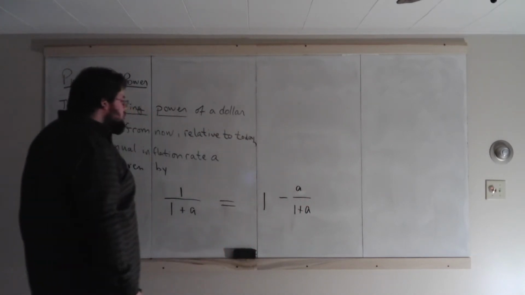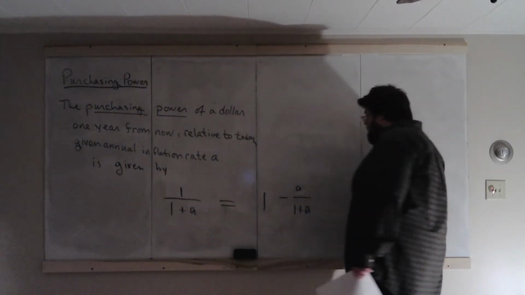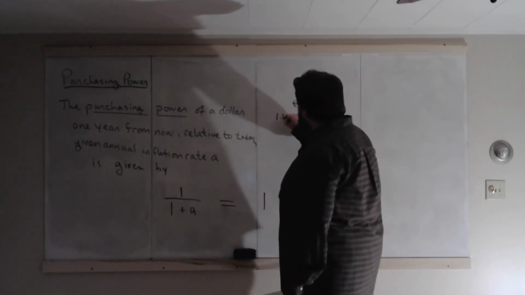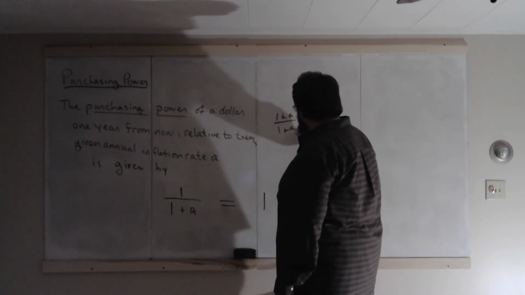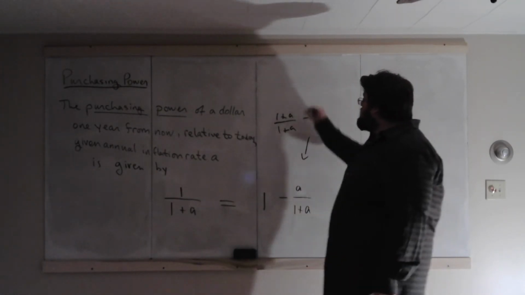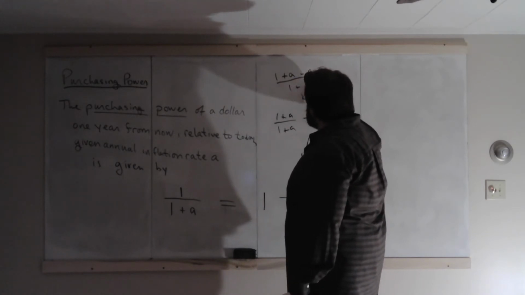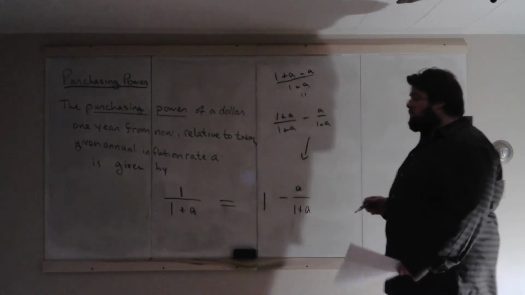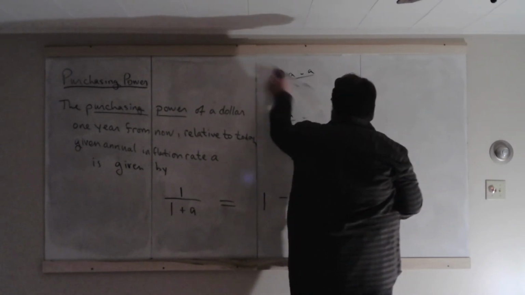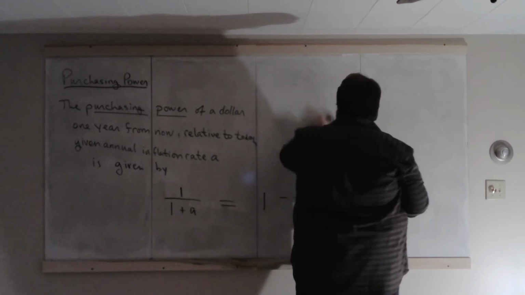Why does this fraction equal that? Well, you can just combine the fractions, get a common denominator, and what would you get? You'd get 1 plus a over 1 plus a, minus a over 1 plus a. This equals 1 plus a minus a over 1 plus a, and then that numerator simplifies to just 1. So you could use either formula you want. I guess the first one is easier.